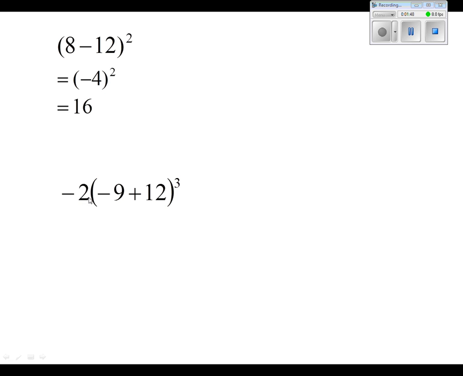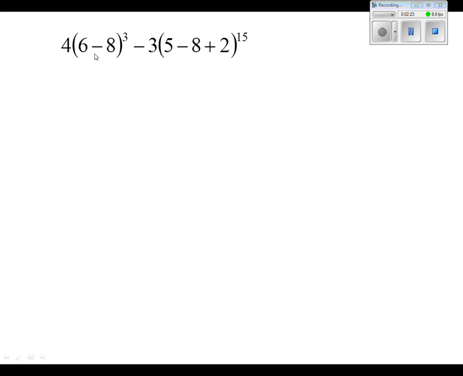This one we have a multiply. We have a parenthesis, and we have this exponent, so you have to do the parentheses first. So the -2 carries down, the -9 plus 12 is 3, and the cubed carries down as well. Now we have to do the exponent, so the -2 carries down, and 3 to the power of 3 is 27. Now we only have multiply left, so -2 times 27 is -54.